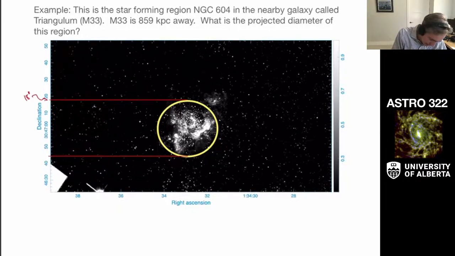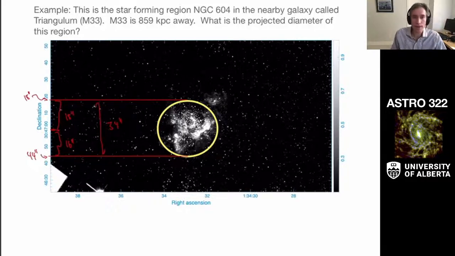That's 18. This thing down here looks to be about 44 arc seconds, and then there's an interval in between. So the extent between these two is going to be 16 arc seconds to get to here, yeah? And then 18 arc seconds to go up here. And so this total is going to be 34 arc seconds. That's how I'd measure the angular size of it, always referencing that vertical axis.